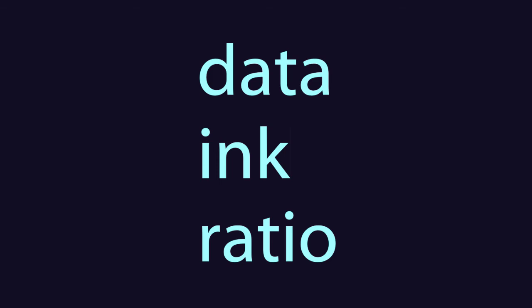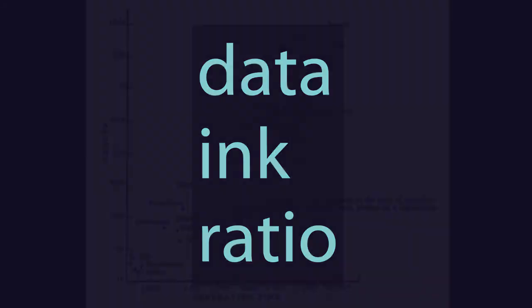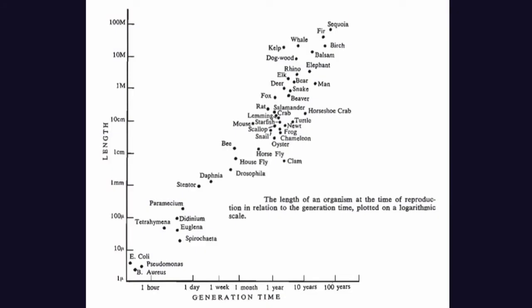Data-ink ratio. So Tufte uses the notion of data-ink ratio as a kind of principle. Other authors, including Wilkinson, whom we've talked about, have shown that that principle has its limits. This display compares length at reproduction with generation time for organisms as diverse as fruit flies and giant sequoia trees, which are the largest living organism.